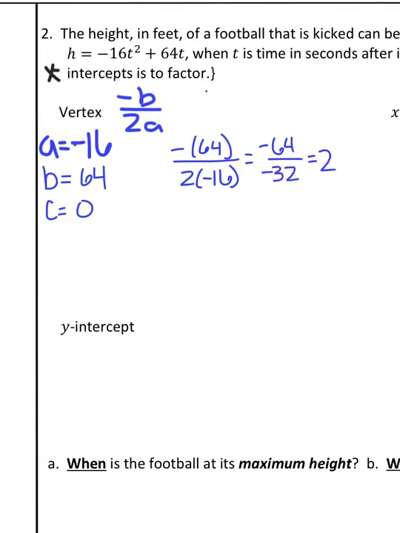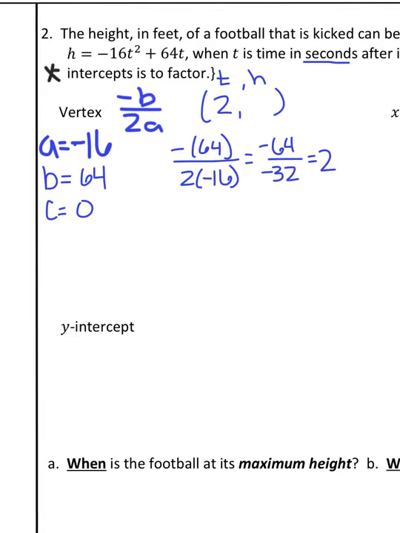So we're looking for a point. The x-coordinate of that point is 2. And remember, x is time, y is going to be height. So we have 2 seconds, because t is time in seconds. So this means in 2 seconds, we're going to be at the vertex, at the maximum height.